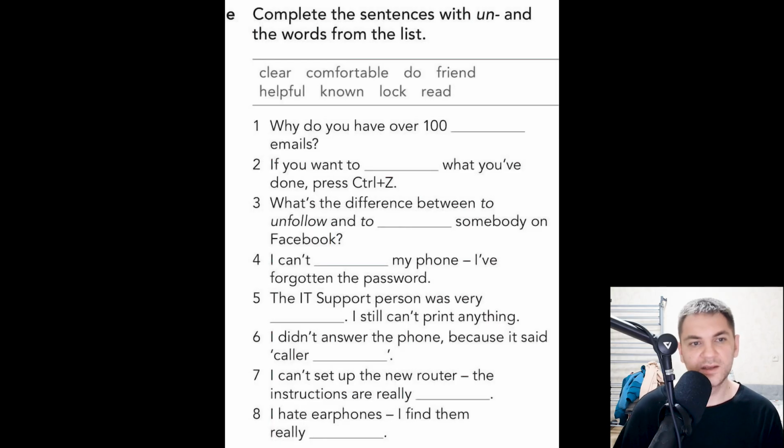Activity E. Now you will practice making new words. Look at the list of words below. Add the prefix "un" to each word to make a new word with the opposite meaning, like clear, unclear, comfortable, uncomfortable, and so on. Then complete the 8 sentences with your new words. For example, un plus read, unread. So sentence 1, why do you have over 100 unread emails? Take your time. Some of these words are very common in everyday English.